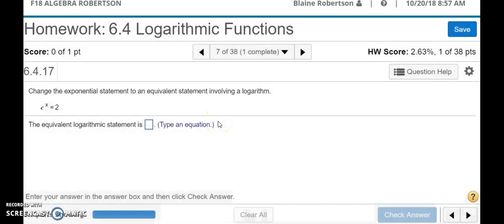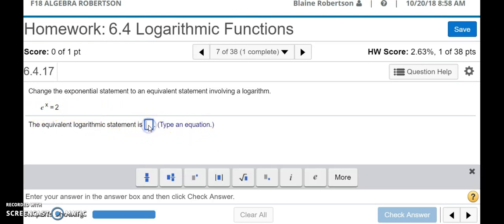All right, next up it says change the exponential statement to an equivalent statement involving a logarithm. Once again, we're going to go from exponential form to logarithmic form. So this time we have log, and our base is e, of 2 equals x again.